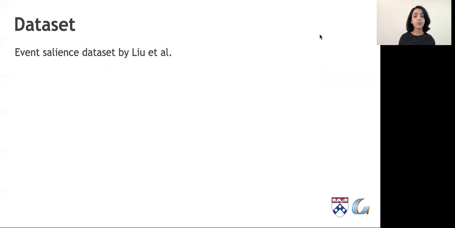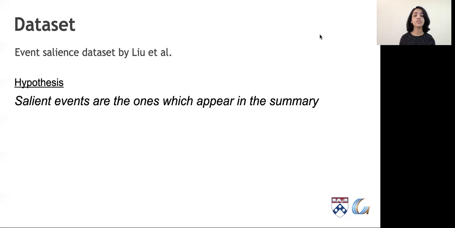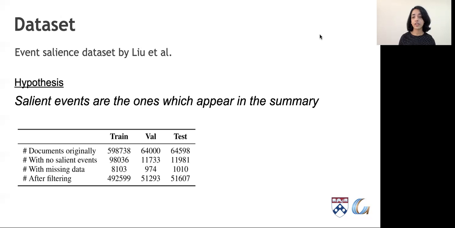For the dataset, we use the event salience dataset by Liu et al., which is based on the New York Times annotated corpus, a large corpus of articles that were published between 1996 and 2007, along with their corresponding summaries. The salient event annotations for this dataset are based on the hypothesis that salient events are the ones which appear in the summary. Here are some statistics of the dataset. We had around 600 thousand document summary pairs for training, 64K for validation, and around 64K for testing.